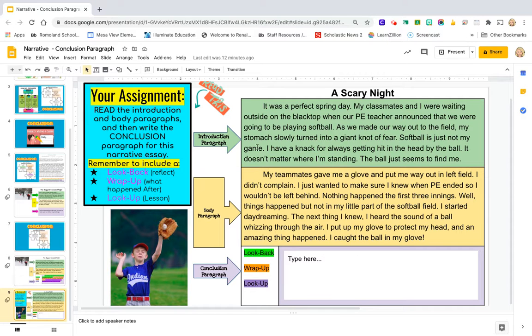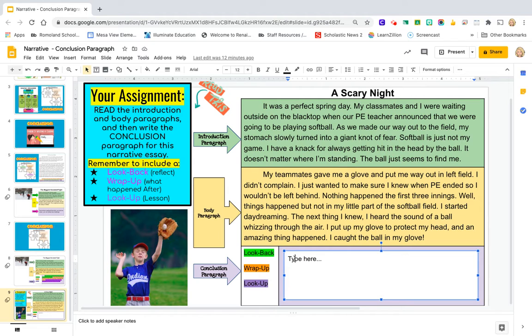Well, we're going to read this introduction and then the body paragraph. And then what you're going to do is after you read this, you are going to click in here into this text box, and you are going to type the conclusion paragraph. So maybe 2 to 3 sentences that will look back, wrap up, and look up, the last part of this essay for the writer here. Okay, so we're going to be helping this person out.